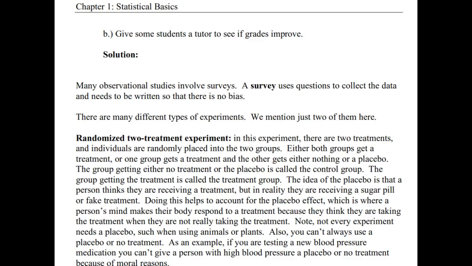So part B says to give some students a tutor to see if grades improve. So in this case, we are giving some students a tutor and some students not. So we are imposing a treatment, different treatments to the students, and then at the end of the day to see if there's a difference in how much their grades improve. So this is an experiment.